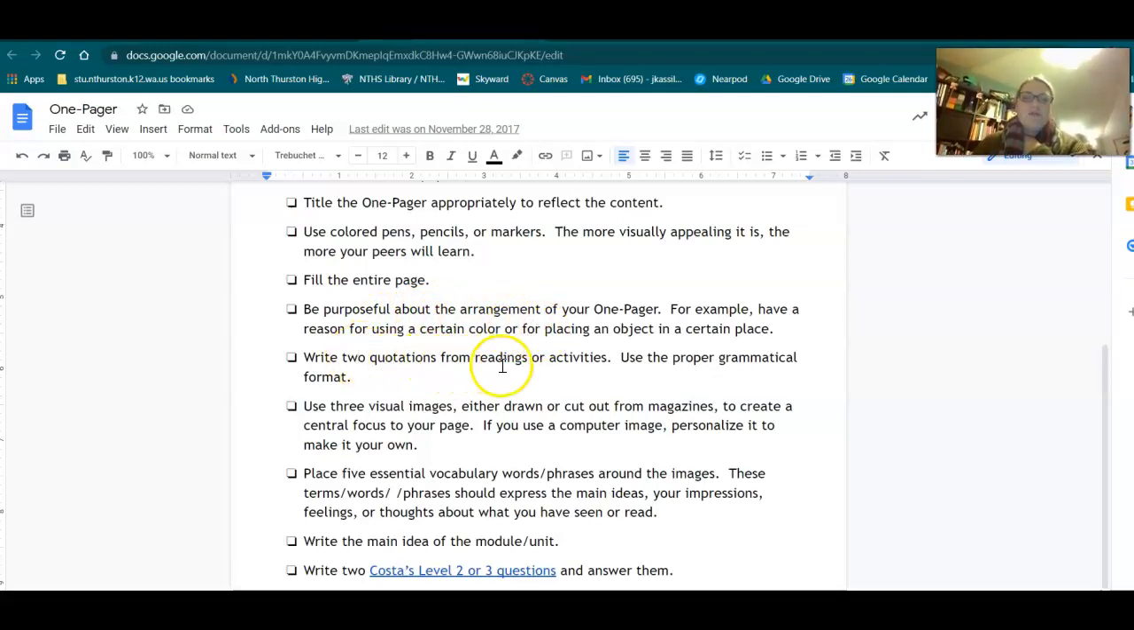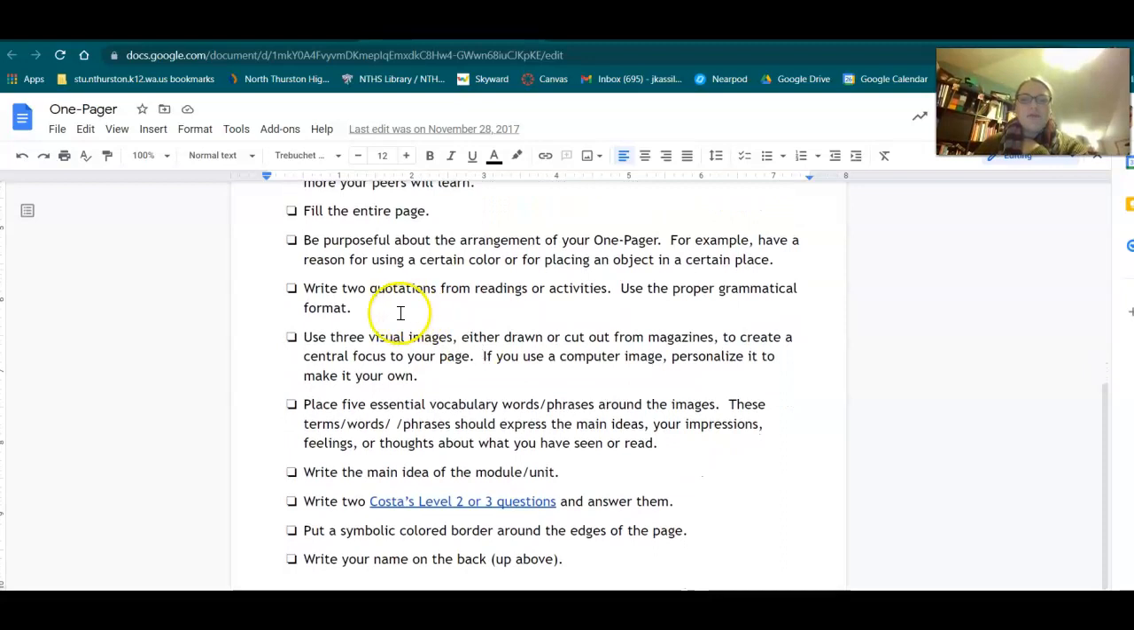Write two quotations for readings or activities. You think about it, like we don't necessarily have quotations or readings or activities, but we've got labs and notes that have good essential questions. We've got phrases or statements or rules that we use out loud over and over again that help trigger understanding or memory. So there might be some phrases like that.